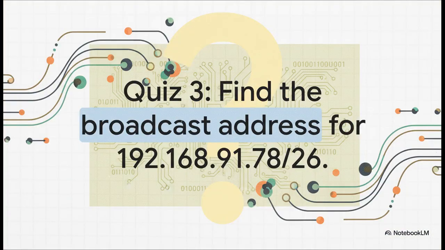And for our final boss question, we're combining a few skills. Given this host, first find its subnet. Then, calculate that subnet's broadcast address. That's the special address that's used to send a message to every single device on that specific subnet. Remember, it's always the very last address in the range. Take your time on this one.